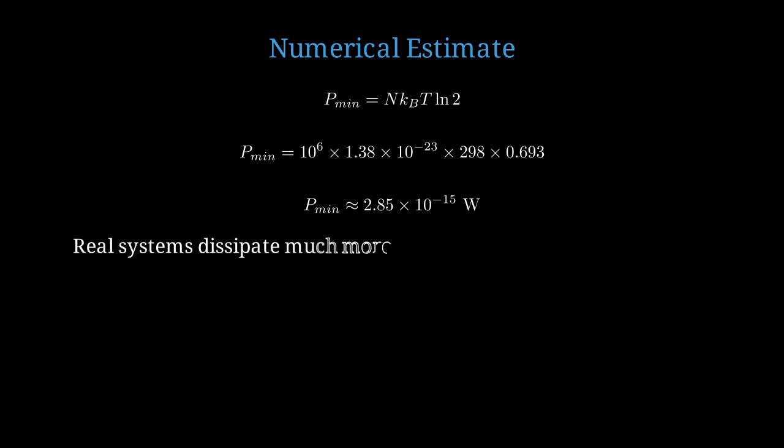Real systems dissipate much more than this because cameras, processors, and valves are far from thermodynamically reversible. Typical systems might use milliwatts or even watts.